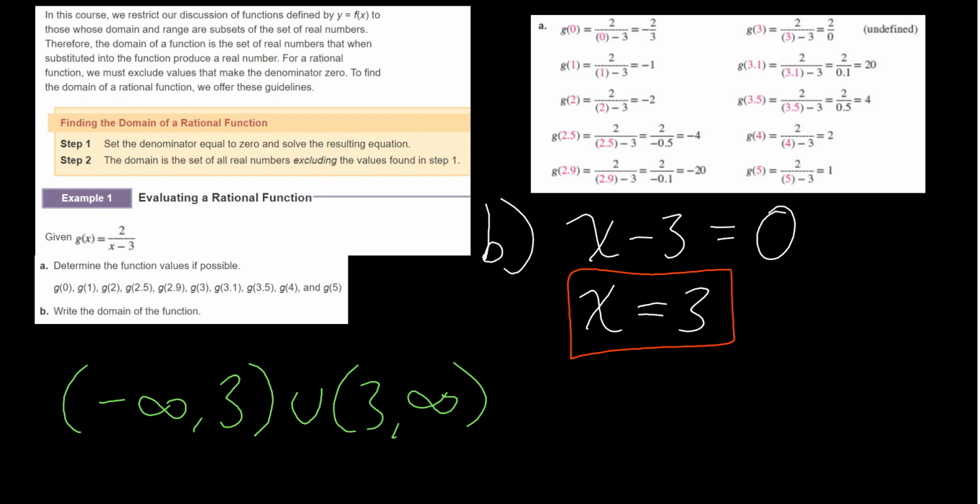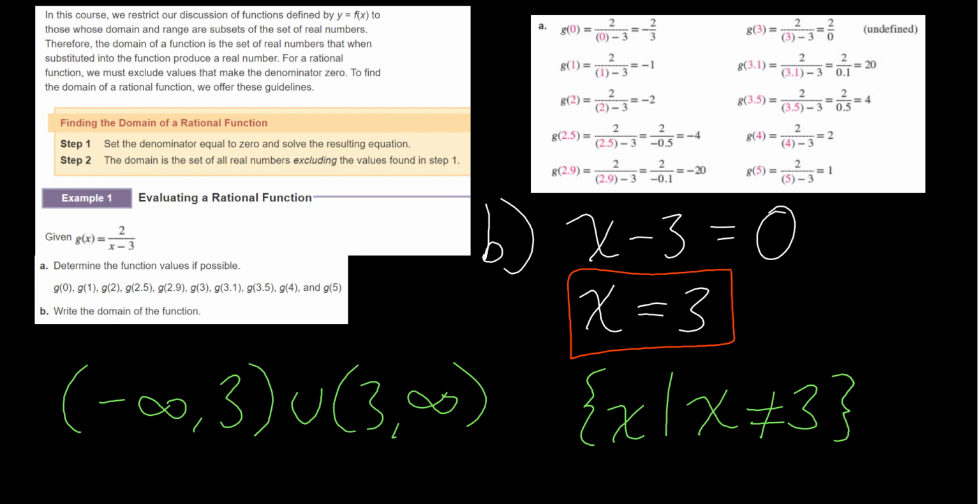Anyways, we're going from negative infinity to 3, union with 3 to infinity, right? That is interval notation. And then set builder notation, you're just going to say, and let's make a better brace there, x, because that's the variable, x such that, the vertical line means such that, x such that what? X cannot be equal to 3.